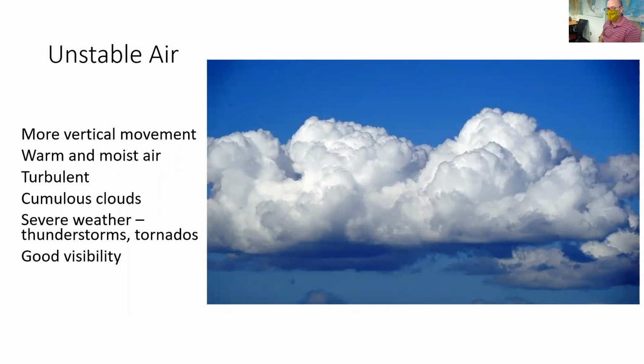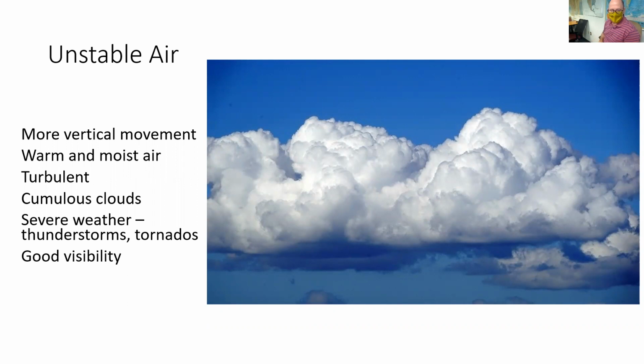Unstable air is more indicated by cumulonimbus types of clouds, or cumulus clouds that are more puffy, and thunder clouds. Is that what they're called? Thunderheads, something like that. Anyhow, the clouds have a flat bottom and are tall, with more vertical formation to them already.